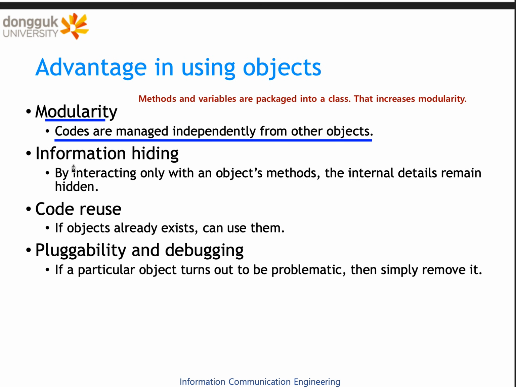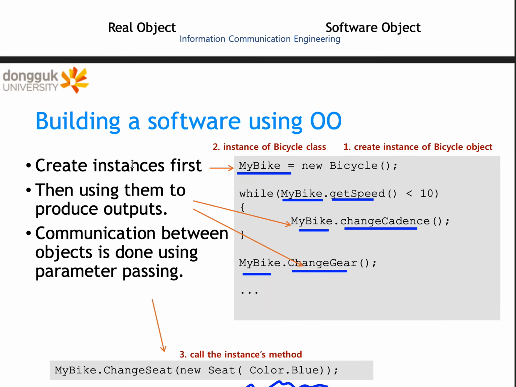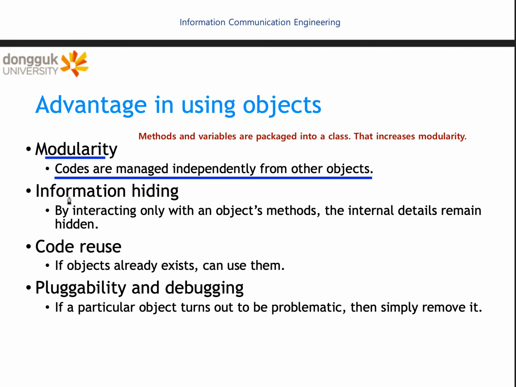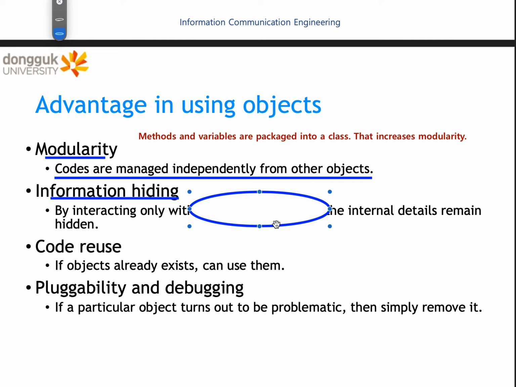Also, information hiding. That means in this case, there's private and public. Private means this variable will be changed only by their own method. In public, that is called or changed in any other place of the whole system. So that will include information hiding. Because some variables will not be used or changed from outside of the source code, it allows only object method calling.